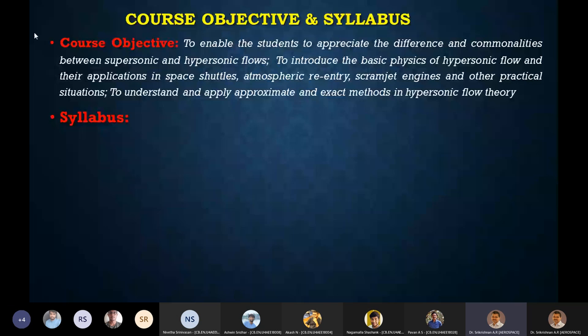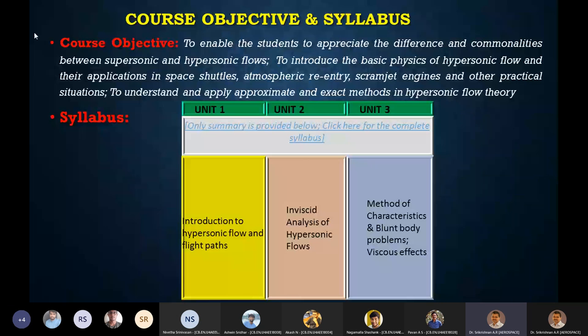I'm not listing the entire syllabus here, just giving you a brief overview of the three units: unit one, unit two, and unit three. Unit one is primarily the introduction to hypersonic flow, flight paths, and the various regimes. And unit two, the way that I have written it here is the way it is given in the syllabus. In fact, the way that we address it in class, there will be a lot of overlap between unit one and unit two in particular. For example, in viscous analysis, we will start that in unit one and we'll continue that in unit two. Anyway, that is going to be the second part.